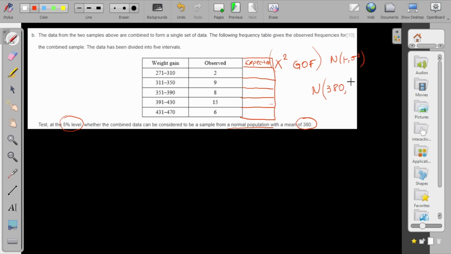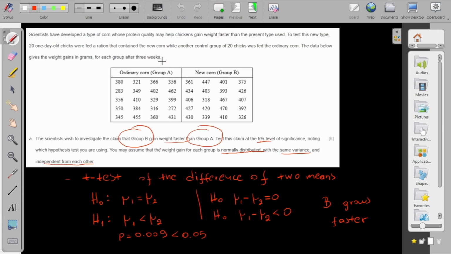Which means I must find my variance or the standard deviation. I don't know it. How will I calculate it? I will calculate it from my data here. So I will take all this data and import it into my calculator.